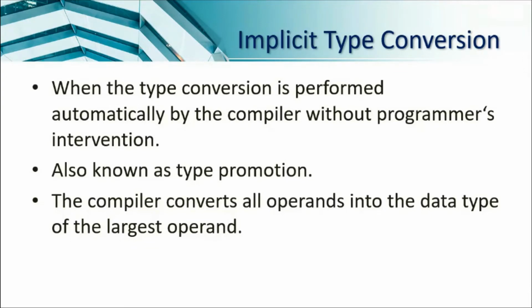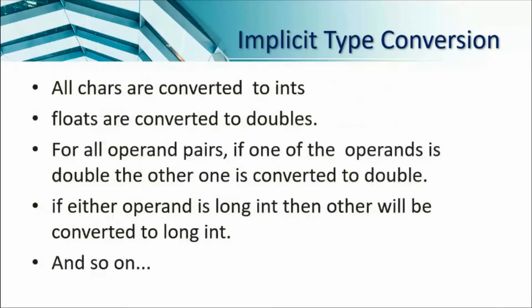Whichever is the largest operand, like integer, float, and double. If we consider these three types of data, obviously integer has a lower size than float, and float has a lower size than double. So if an expression involves all these three types of data, all the data will be converted to the largest operand, that is, converted to double. That is the implicit type conversion.